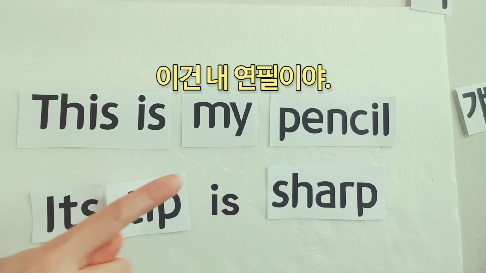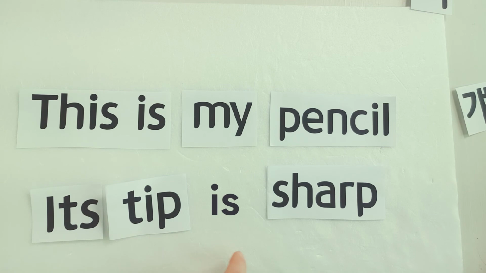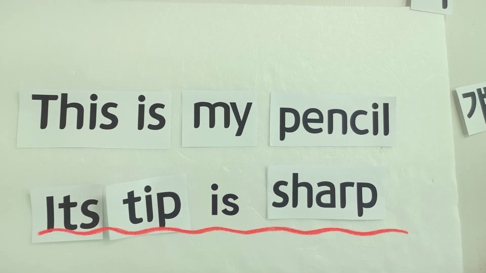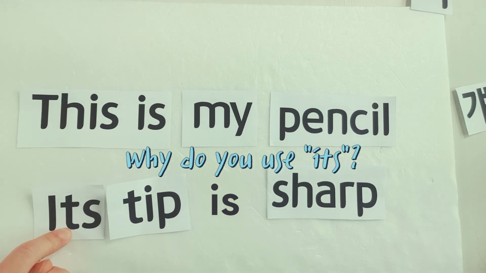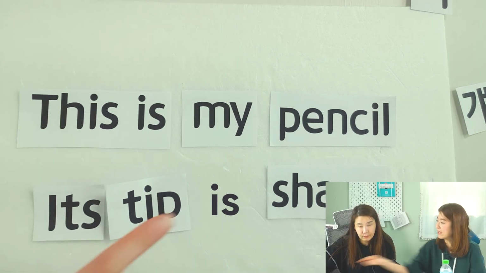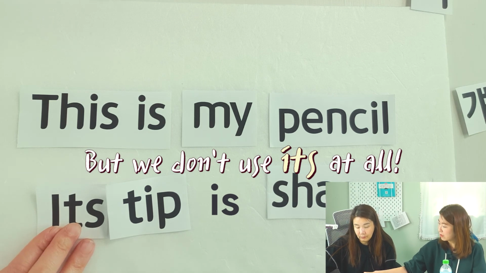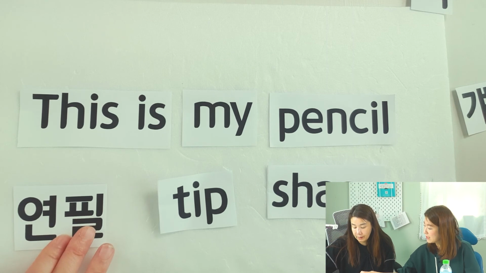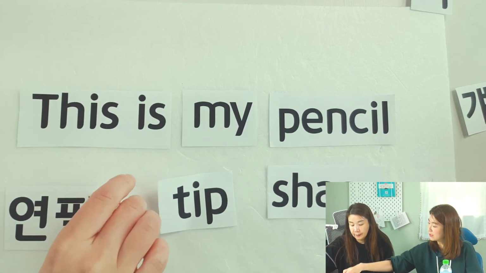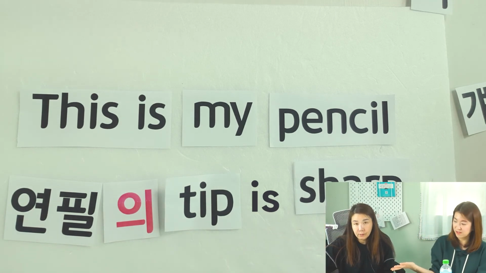그러면 이건 내 연필이야. And its tip is sharp. Is the next sentence, which is followed by. Think about why you use it instead of pencils. You don't want to repeat the pencil again. That's why you use possessive pronoun its, right? But we don't use its at all in Korean. So what we do is we just say pencil again. 연필 and possessive marker 의. Tip is sharp. Yeah, this is how we express it.